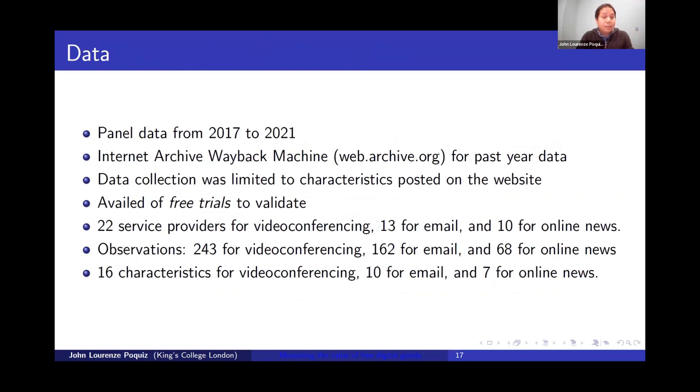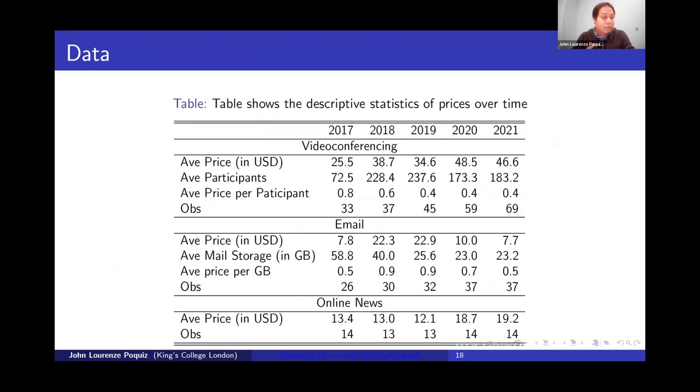So our panel data consists of information from 2017 to 2021. In order to get prices from the past, we use the Internet Archive, and to validate whether or not these services actually don't have features that we don't know about, we availed of the free trials for many of them. So these are the descriptive statistics.